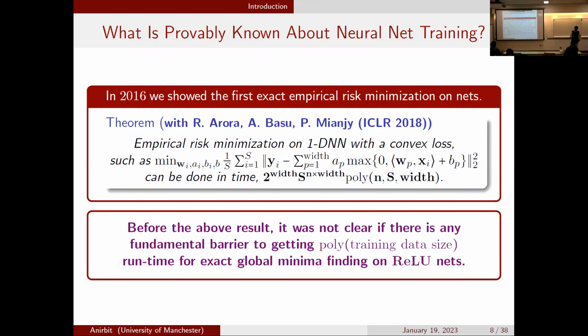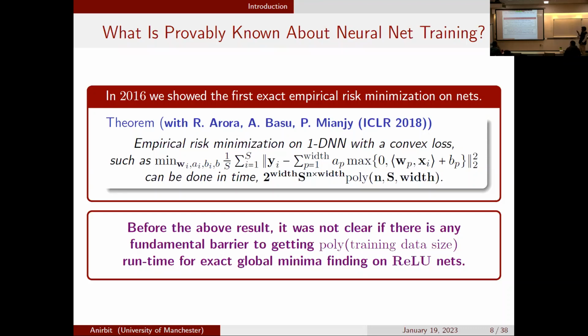The exponentiality in the input dimension is unavoidable because that comes from certain NP hardness results. There are results from Georgia Tech about this actually. The exponentiality in width is very interesting. We could not remove it, and I will slowly make some comments about it. But the interesting thing was this was polynomial in the training data size. So before this result of ours in 2016, it was not known if there is a fundamental barrier to finding global minima on neural networks in poly training data size or not. So we were able to establish that there is no complexity barrier in that sense.